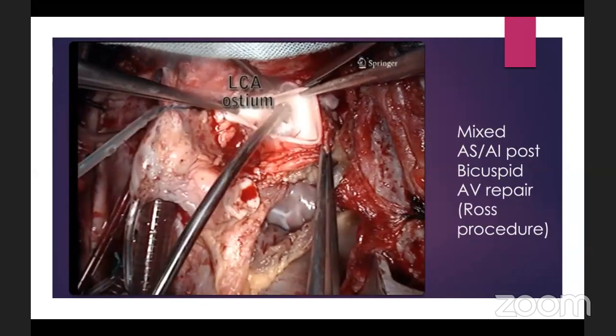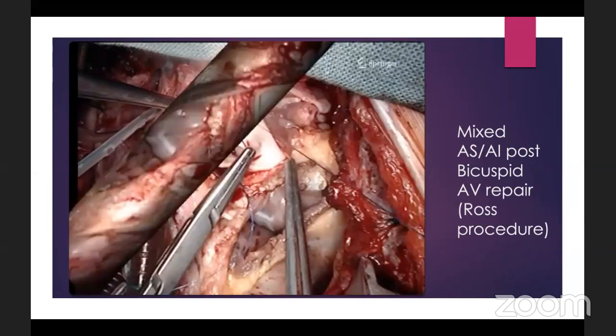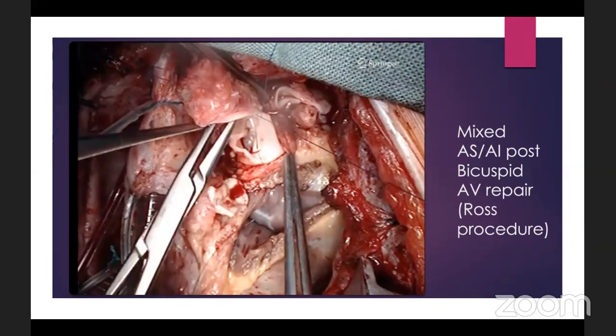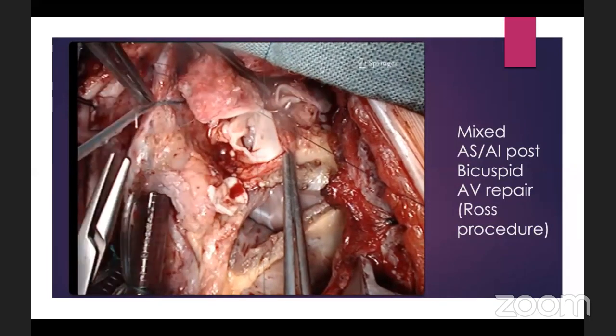No problem. So the coronary buttons are reimplanted, similar to a Bentall procedure. And then the autograft is now anastomosed to the ascending aorta.